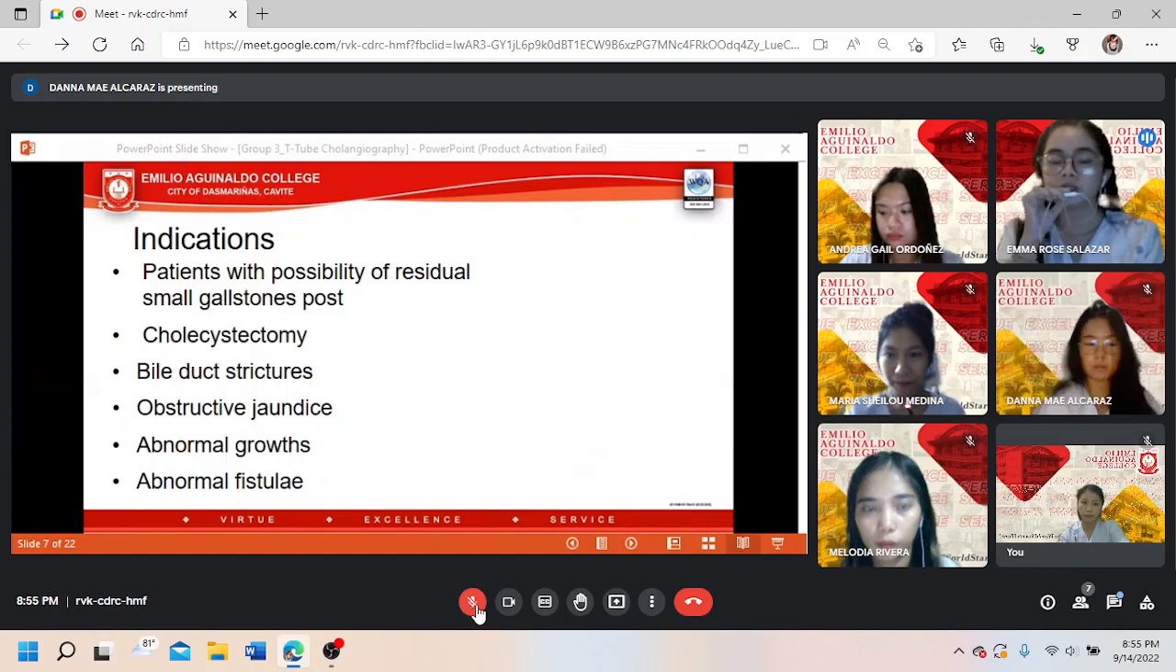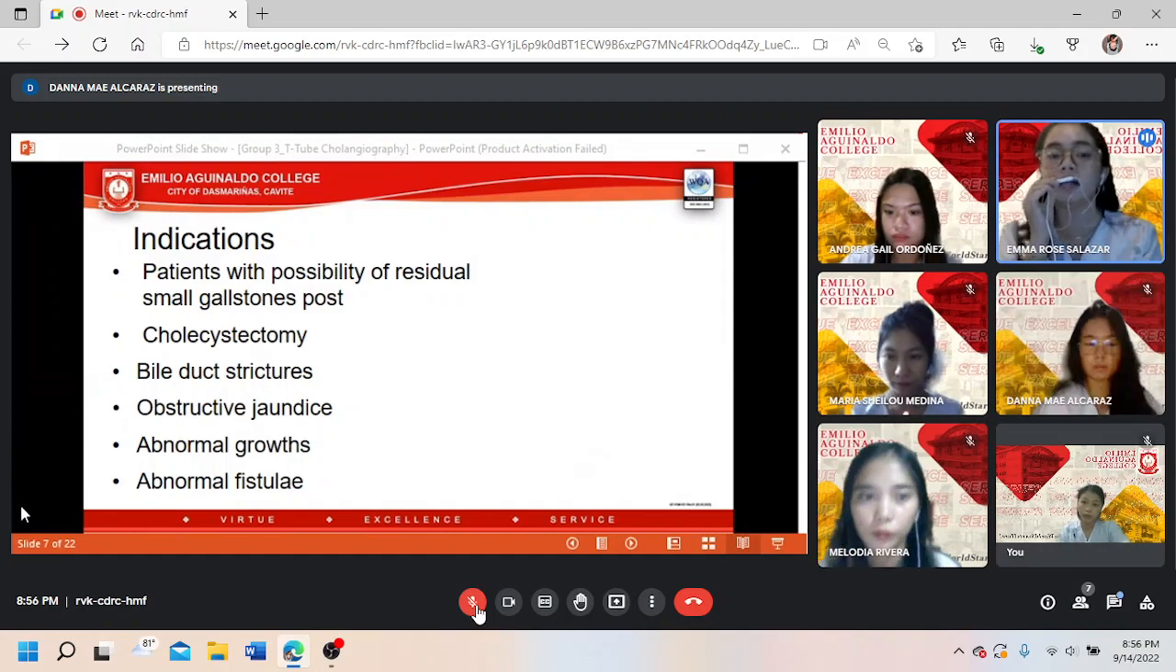So, the indications of the T-tube cholangiography. Patients who may still have small remaining gallstones after surgery, like the cholecystectomy, which is the removal of the gallbladder. And next is bile duct strictures. This occurs when the bile duct becomes smaller or narrows.